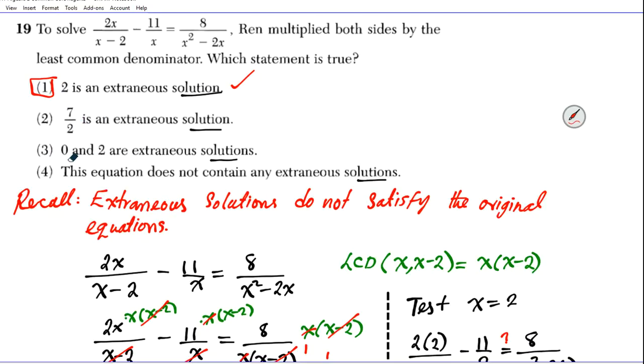If you look at option 3, it says 0 and 2. 0 is not even a solution, right? So this cannot be an answer. Option 4, this equation does not contain any extraneous solutions. That's false because we have at least one. We don't know about 7 over 2, but from the look of things, 7 over 2 might not be an extraneous solution, but 2 is an extraneous solution. We know that for sure, so our answer is option number 1.